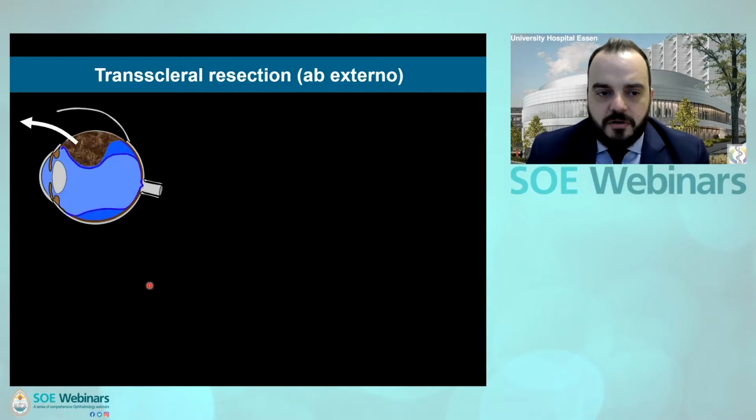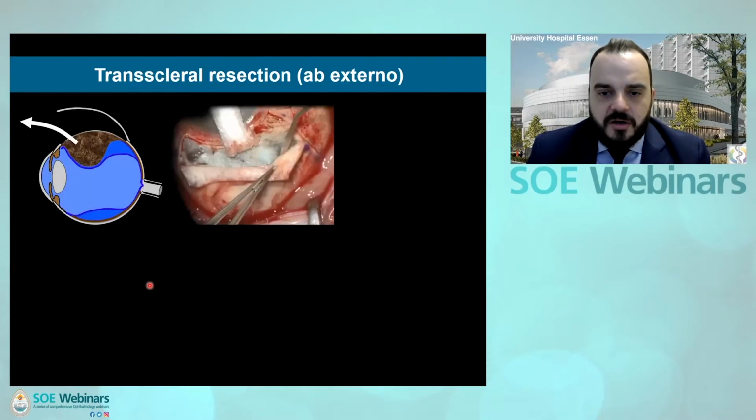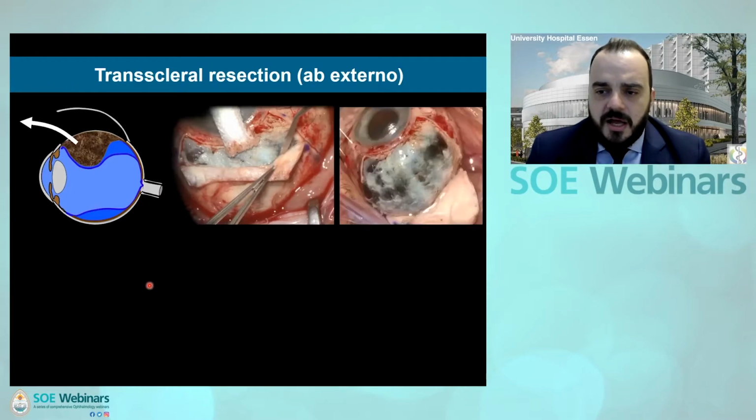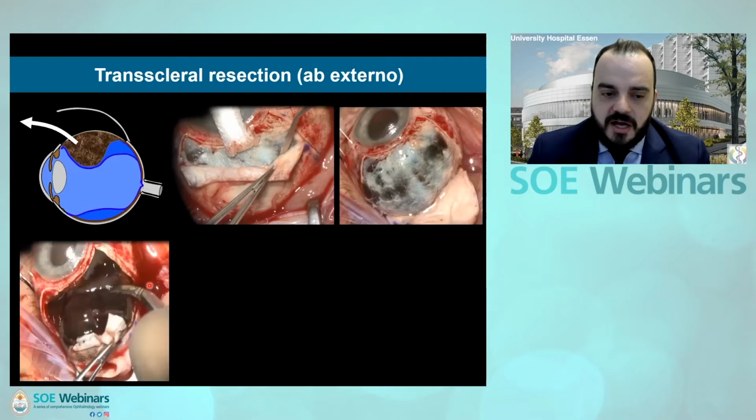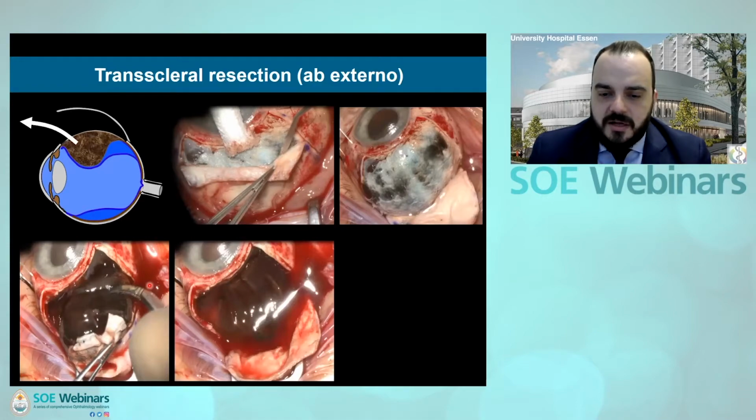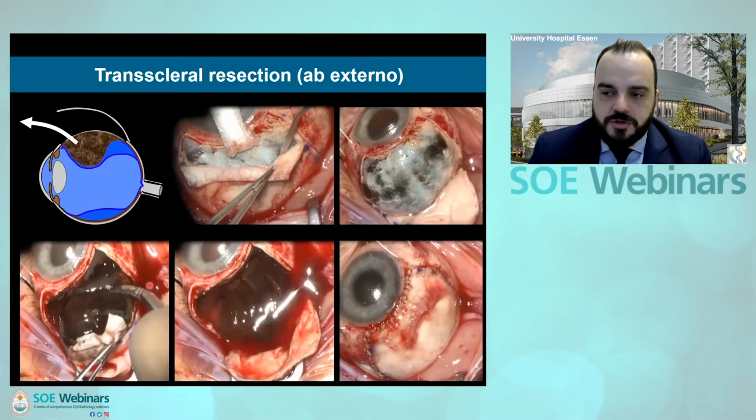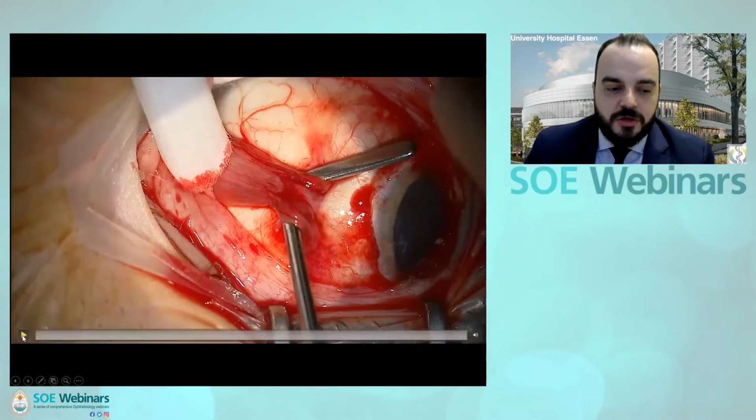How does it work? You can see here we prepare a flap of the sclera, and then we see the tumor from the outside. We cut this flap, separating the tumor from the retina, and then close it with many sutures. And now we'll show you a video of how it looks.